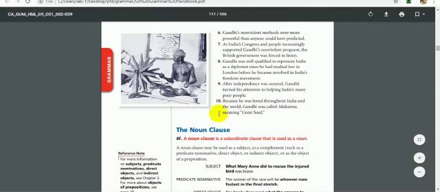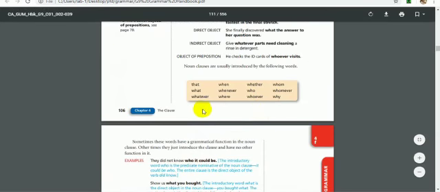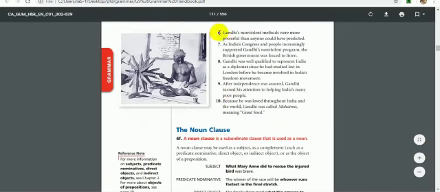Got homework on that page 106, starting from number 6 till 10. That's your homework.